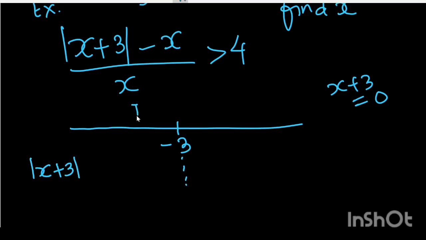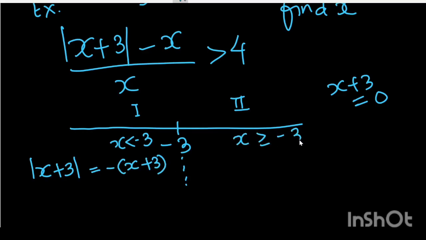So mod x plus 3 is defined. This is, let's say, first case, second case. In the first case, when x is less than minus 3, the mod will give which sign when we define it? Yes, it will give minus sign. So it becomes minus of x plus 3. The second case, when x is greater than or equal to minus 3, it will give plus sign. So it will give plus x plus 3.